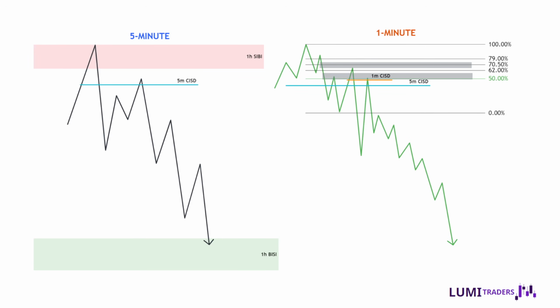Here is how you want to use this. 5 minute change in the state of delivery, high time frame level right here, 5 minute change in the state of delivery. Then you want to jump on the 1 minute chart and find what? 2 1 minute imbalances right here with a 5 minute change in the state of delivery range. Perfect. 1, 2. OTE retracement, 1 minute change in the state of delivery. Entry. Entry where? Once we got the 1 minute change in the state of delivery. At this point, where do we want to place our stop loss? Since this 1 minute change in the state of delivery was formed below 79%, your stop loss is going to be above 79%.